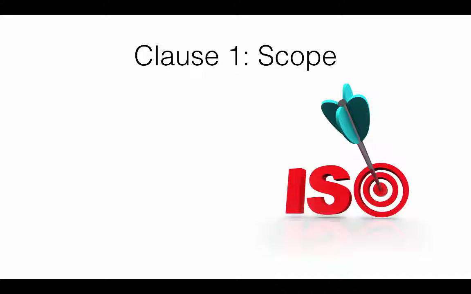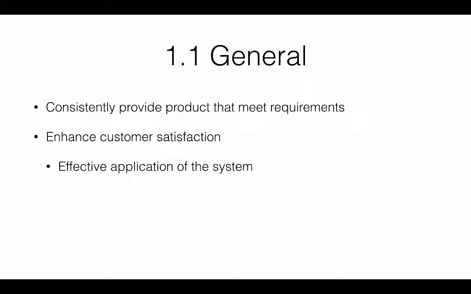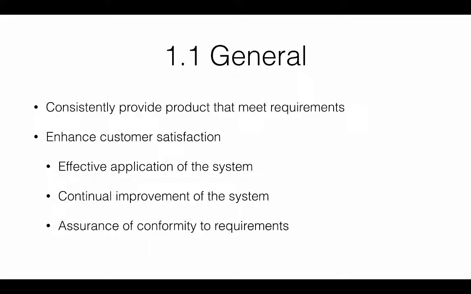There are 2 subclauses under this section which define the scope in more detail. They are general and application. Subclause 1.1 General specifies the requirements for a quality management system that needs to demonstrate the ability to consistently provide product or service that meets requirements, and also aims to enhance customer satisfaction through the effective application of the system, continuous improvement of the system, as well as assurance of its conformity to requirements, whether they be customer, regulatory, or statutory requirements.